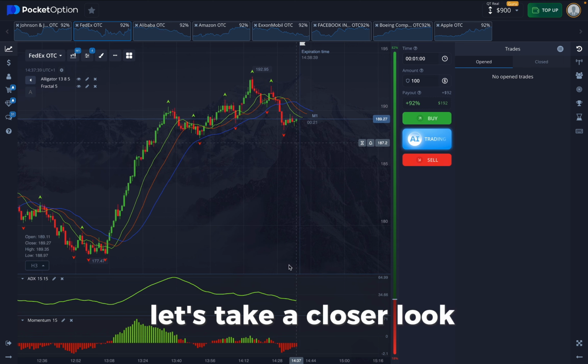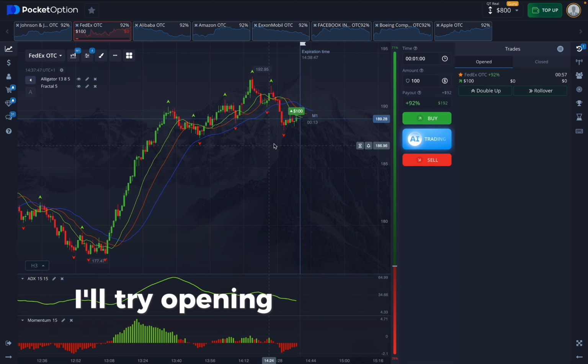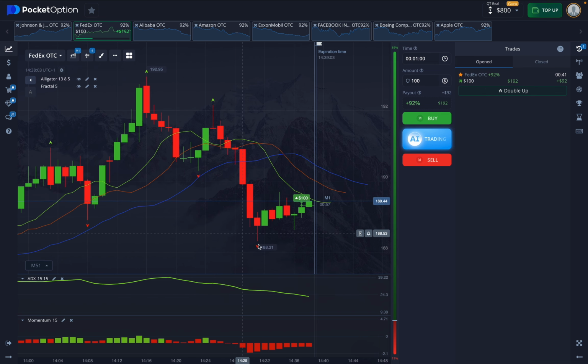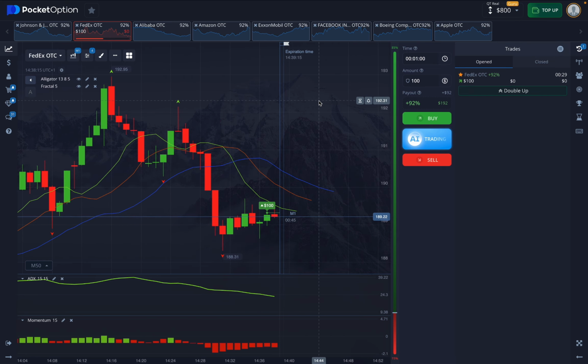Let's take a closer look. The price movement is somewhat average right now, but there could be a reversal soon. I'll try opening a second position for a buy. I'm interested in this entry point, though I think a sell might have been a better choice here. However, the structural local minimum has been updated, and with weak volatility, there are good conditions to open a buy position. Let's see how this trade performs.